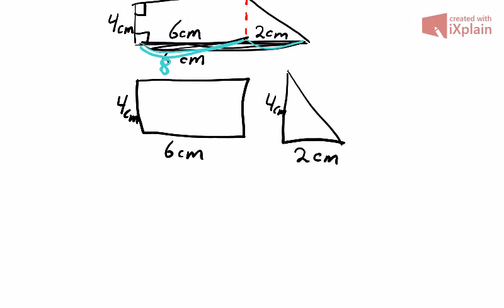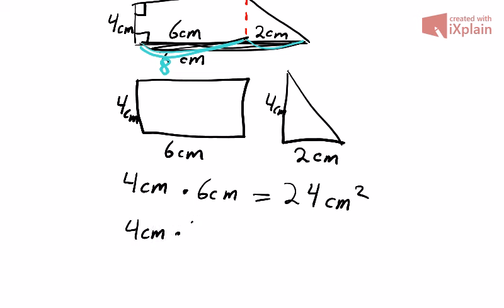So now all I have to do is find the areas of these two things, which we know how to do. For a rectangle, we're going to take our 4 centimeters, multiply by 6 centimeters. That gives me 24 centimeters squared. For my triangle, I have my 4 centimeters times my 2 centimeters. And for triangles, we divide by 2. That's going to give me 4 centimeters squared.